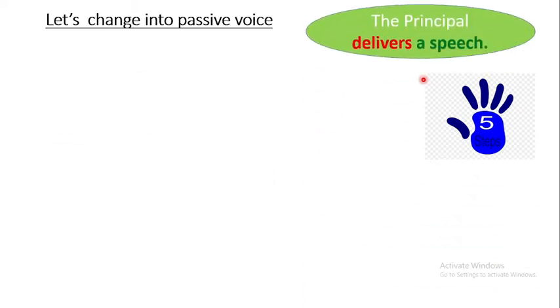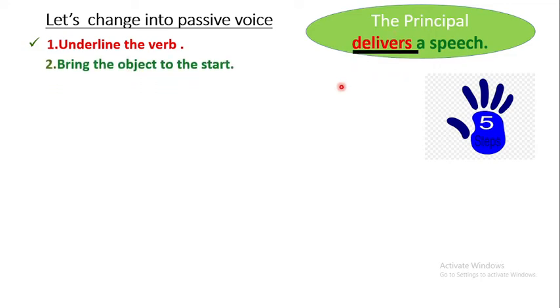Now see this sentence. The principal delivers a speech. This is the sentence. You have to change it for passive voice. See, children, the principal is the subject, delivers is the verb, and a speech is the object. First, you have to underline the verb. In this sentence you have to underline the verb. Underline, done.